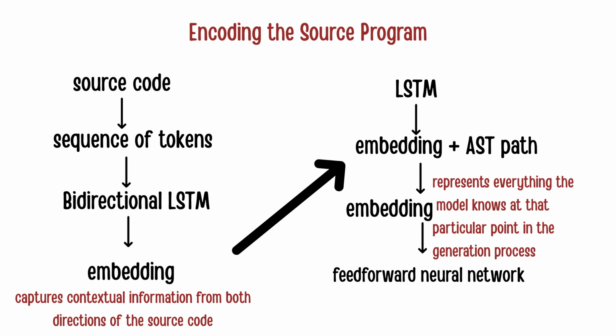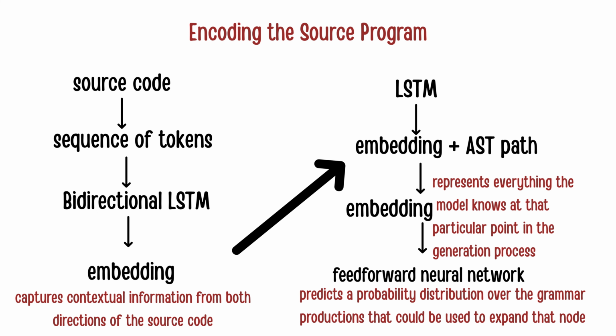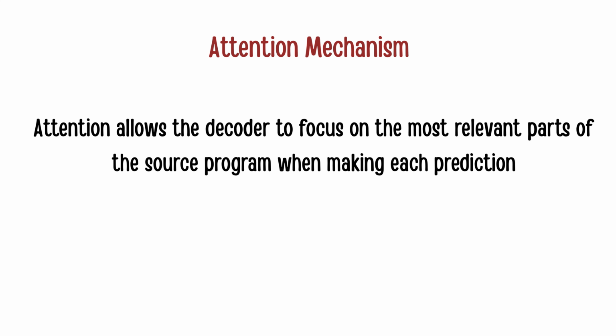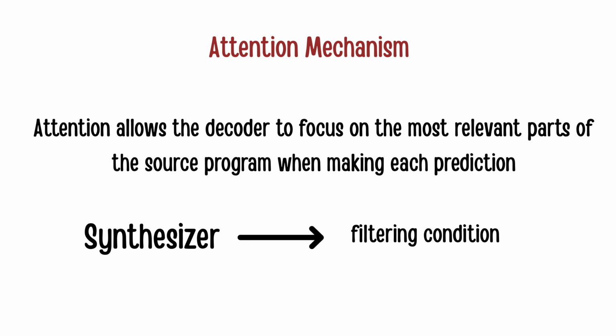Finally, a feed-forward neural network predicts a probability distribution over the grammar productions that could be used to expand that node. The model also uses an attention mechanism. Attention allows the decoder to focus on the most relevant parts of the source program when making each prediction. For example, if the synthesizer is currently generating a filtering condition, the attention mechanism may focus on the conditional expressions present in the source code. This helps the model make much more informed decisions.